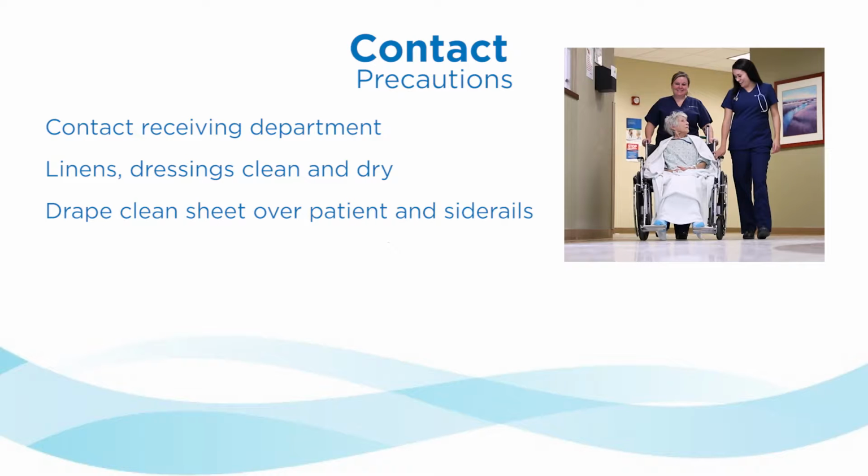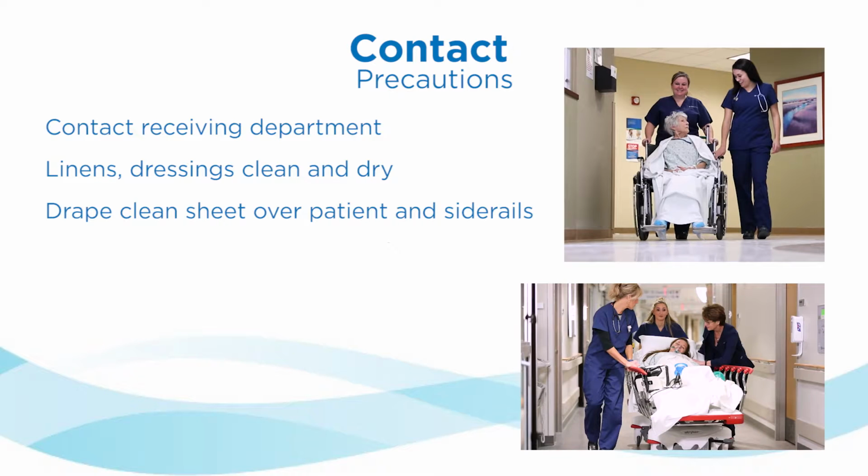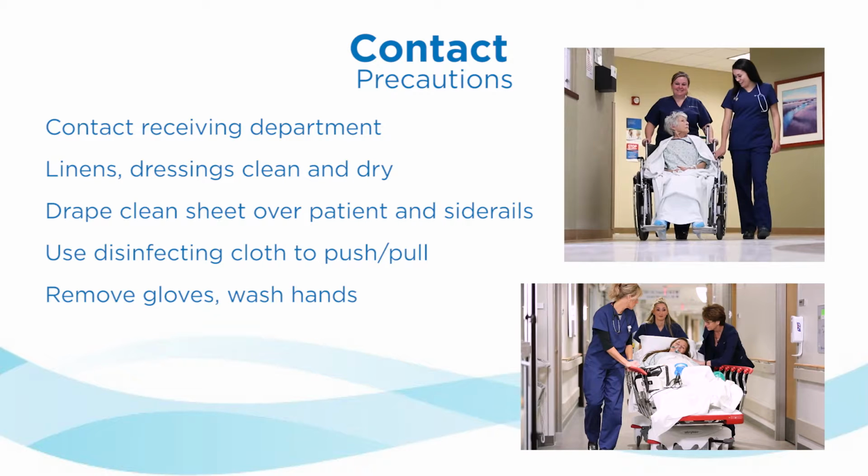If patient is in a wheelchair, drape a clean sheet over patient and side rails. If patient is going in their own bed, drape a clean sheet over patient and side rails. Use a disinfecting cloth on head and footboards where hands will touch to push and pull the bed. Remove gloves and wash hands before leaving room. After transport, decontaminate side rails by using a disinfecting cloth.